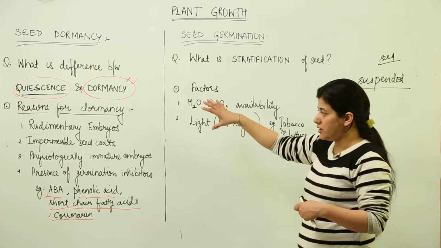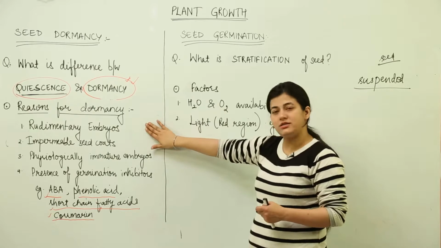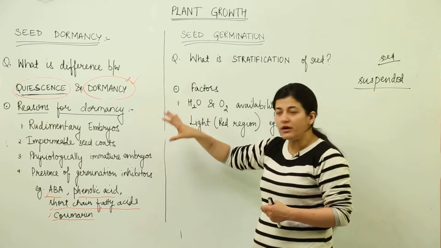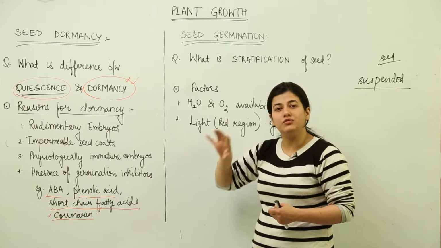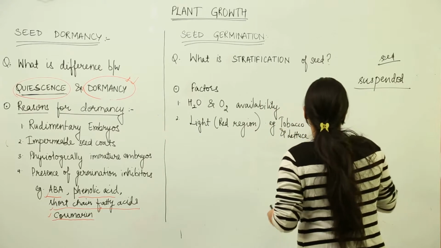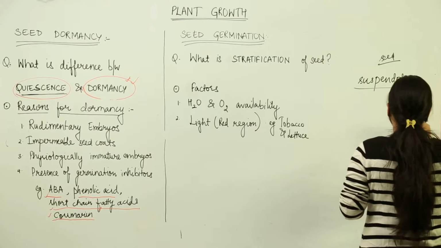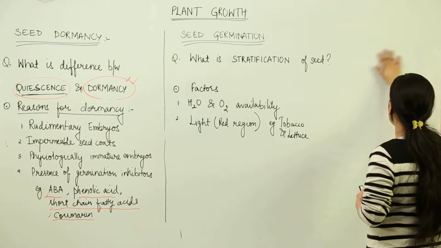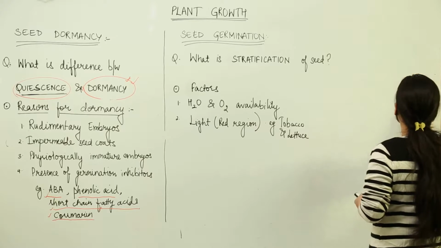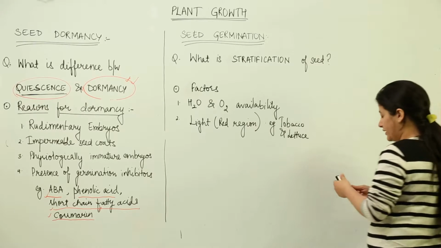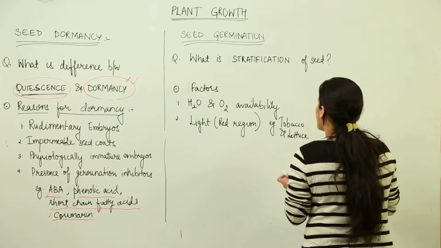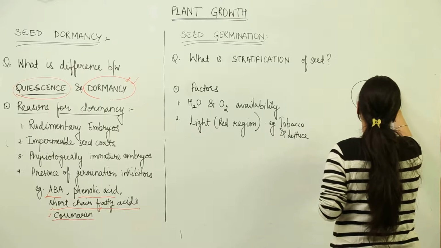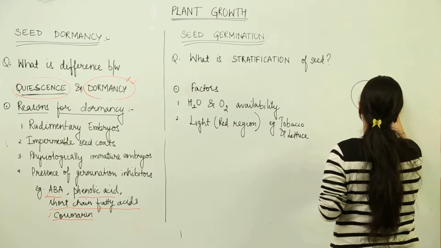So this was all about dormancy. As soon as this dormancy or the quiescent stage is broken down, we expect that the seed would germinate. Now let us see what this germination is all about. Let us take the example of a dicotyledonous seed into consideration.